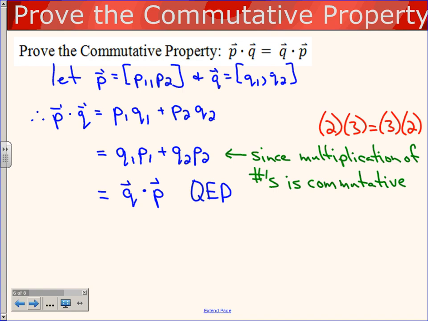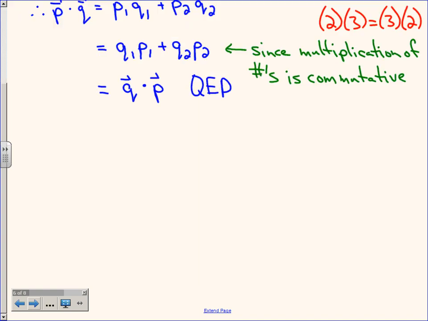Not too hard to prove. Okay, I actually want to show you a slightly different way of doing it. Both are good ways. Here's another proof. You don't need the let statements anymore though.